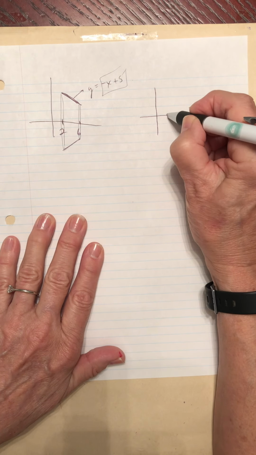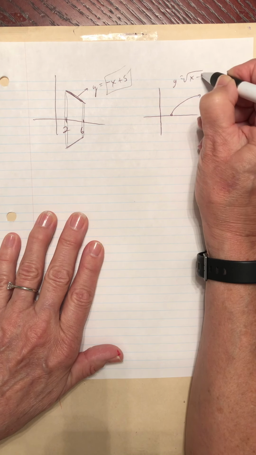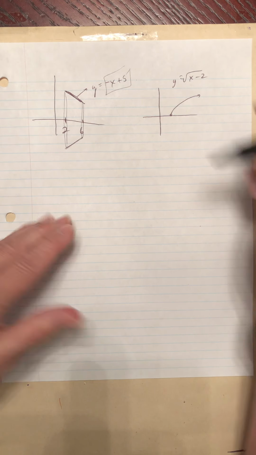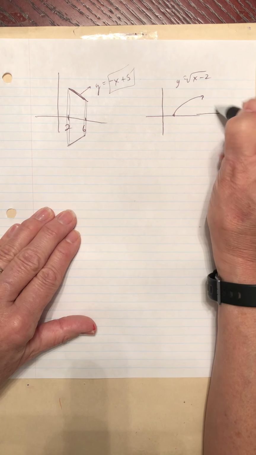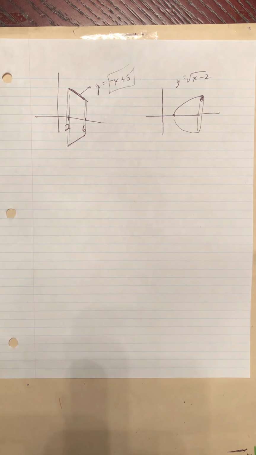Let's say I'm given a radical function, right? So a radical function that went 2 to the right. Well, what would this look like if you could spin that piece from here to here? Well, now you'd have this. So think about the solid that would be created there.